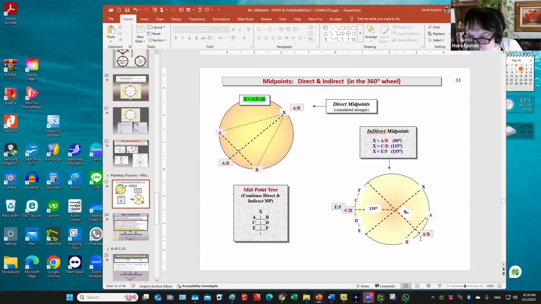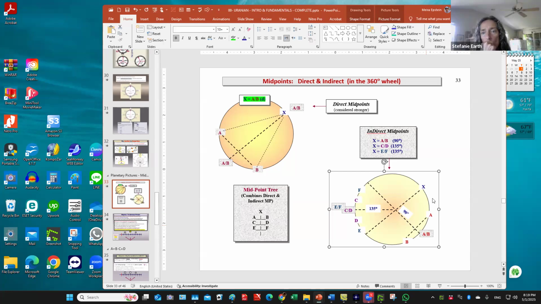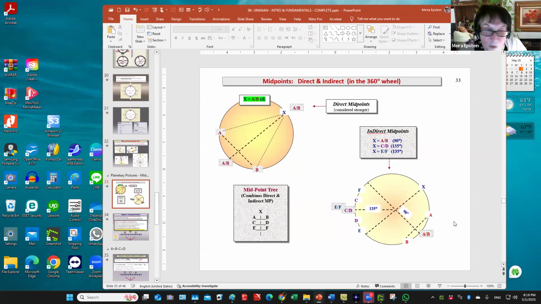And in a circle, you still see A and B. You see A and B? A and B, and the midpoint is here, A/B. Planet X is still here. But now A and B falls here. This midpoint makes a square. You see 90? This midpoint is square to X, not falls on X, it makes a square.